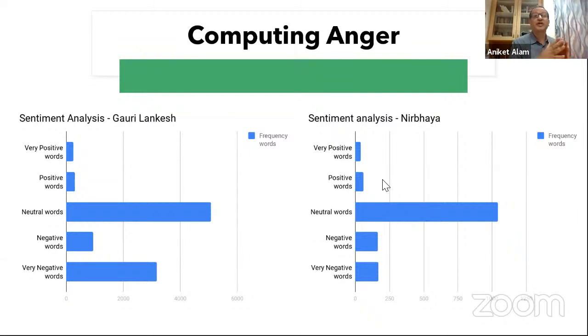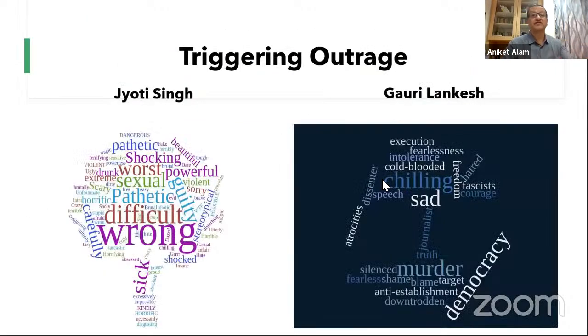But what you do realize is how much more polarized and angry social media is 6-7 years after Jyoti Singh Nirbhaya's incident to when Gauri Lankesh happens, because the very negative words are far stronger and far more. And then you do a word cloud.